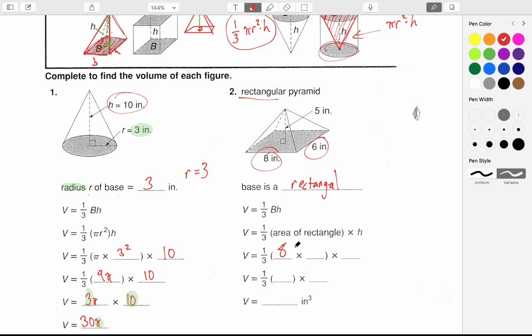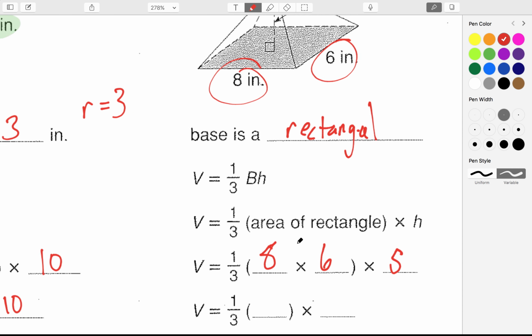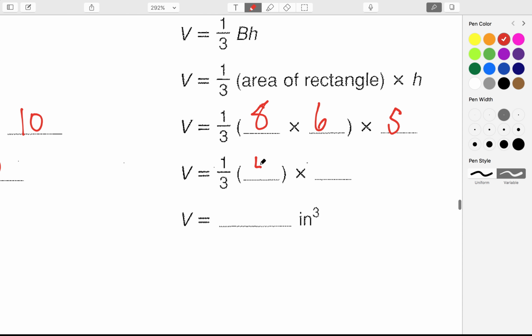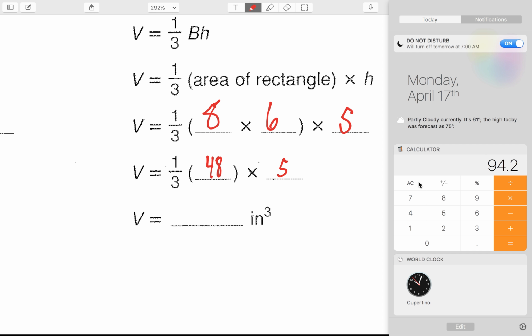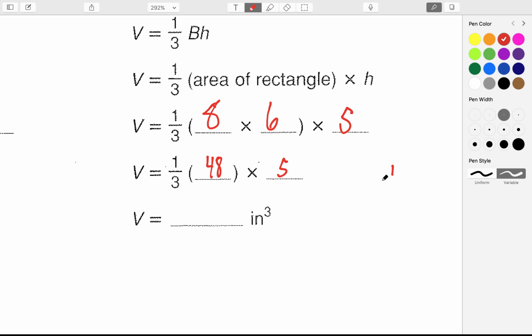What is 8 times 6 for that? And then you're multiplying it by the height, which is 5. And they already have your third there for you. 8 times 6 is going to be 48 times 5. So we can say 48 times 5. I like to do the whole numbers first, so we get 240. Now we have 1/3. I'm going to do a little side work, times 240.